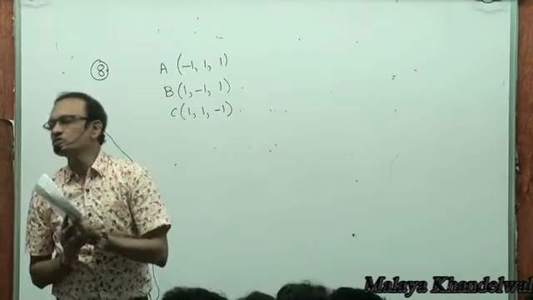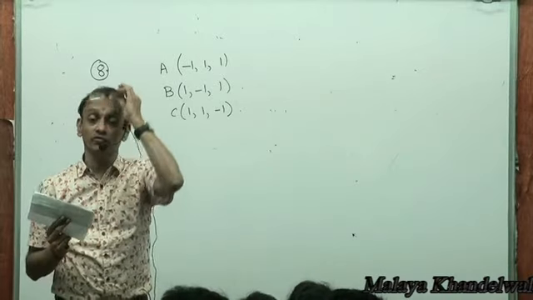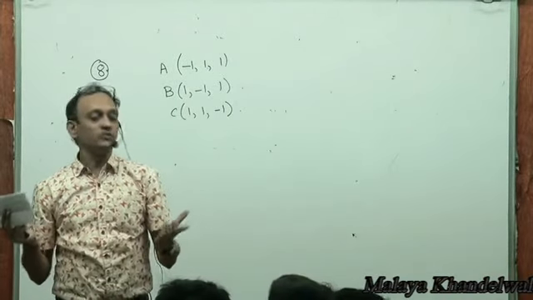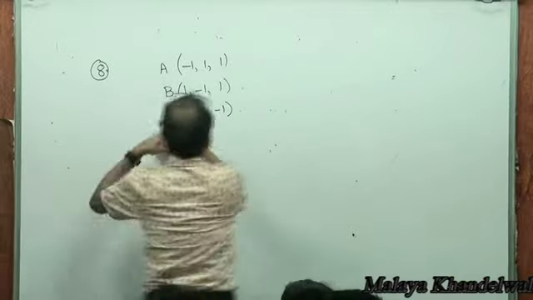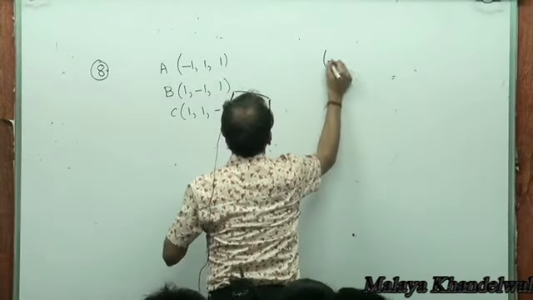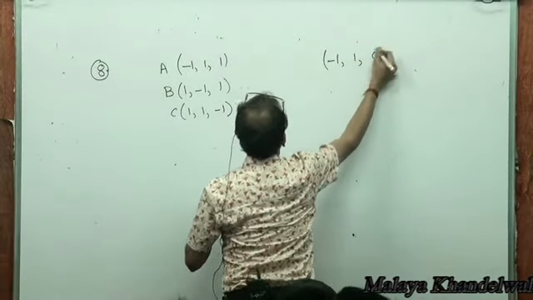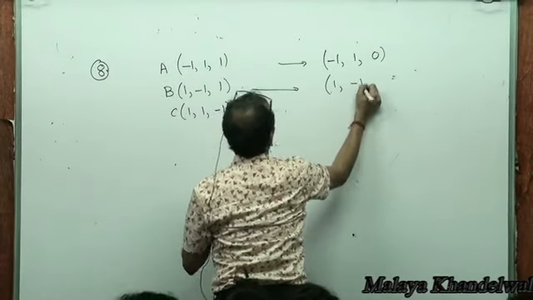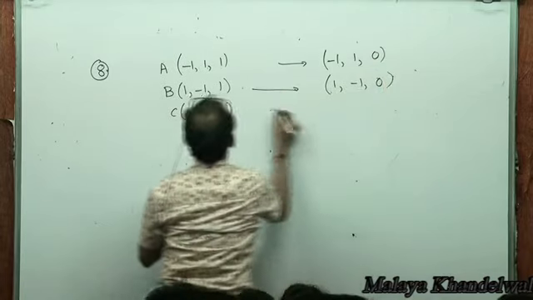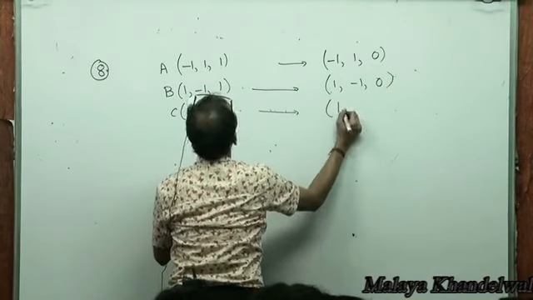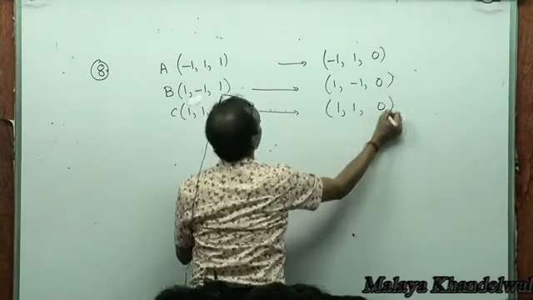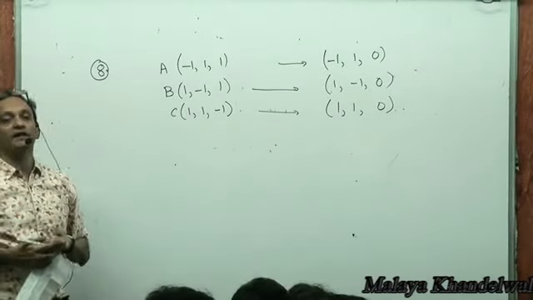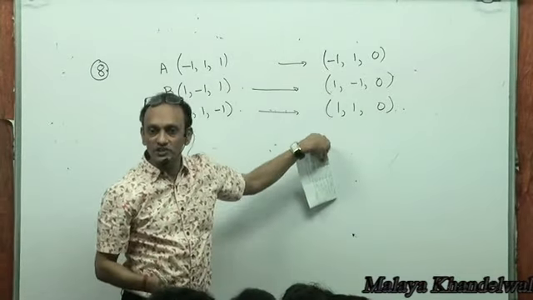If a point xyz is projected in the xy plane, what would its coordinates be? x, y, 0, right? So the projection of A in the xy plane is going to be what? Minus 1, 1, 0. The projection of B in the xy plane is going to be 1, minus 1, 0. The projection of C in the xy plane is going to be 1, 1, 0. And I need to find the area of the triangle formed out of these points.